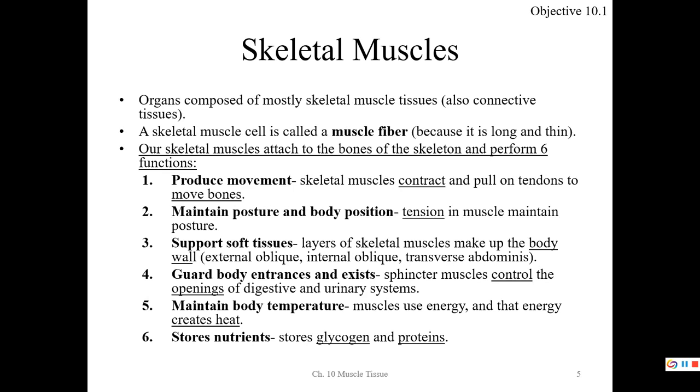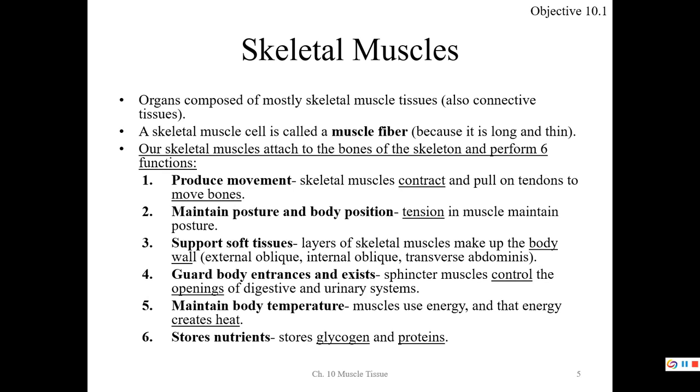So it guards body entrances, for example, the sphincters, the orbicularis oris, the external anal sphincter, and those kinds of muscles. Okay, they control the openings of things like your digestive system or your urinary system, for example.